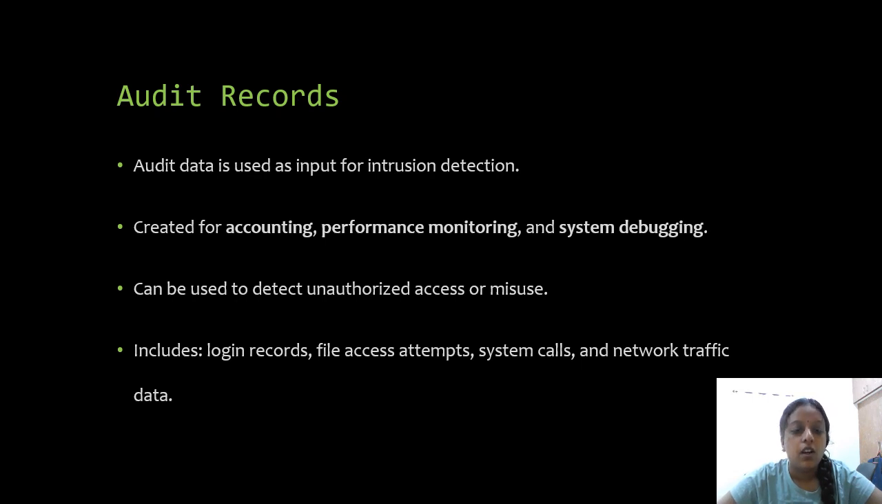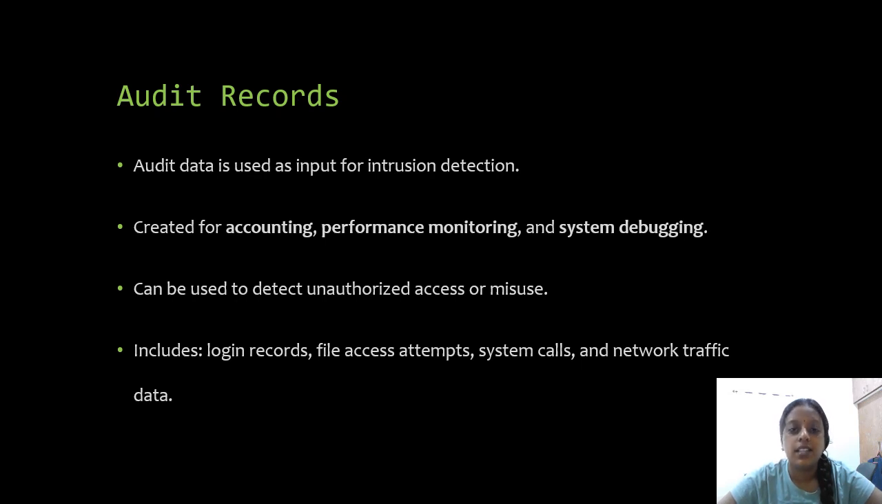Audit records. Audit data is used as input for intrusion detection. It is created for accounting, performance monitoring of the system, and for system debugging. It can be used to detect unauthorized access or misuse. It includes login records, file access attempts, system calls, and network traffic data. So, every computer system keeps logs. It's like a diary of everything that happens. Audit records are these logs that record who did what, when, and how.